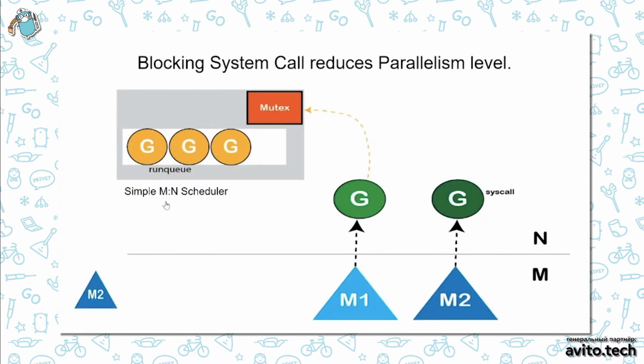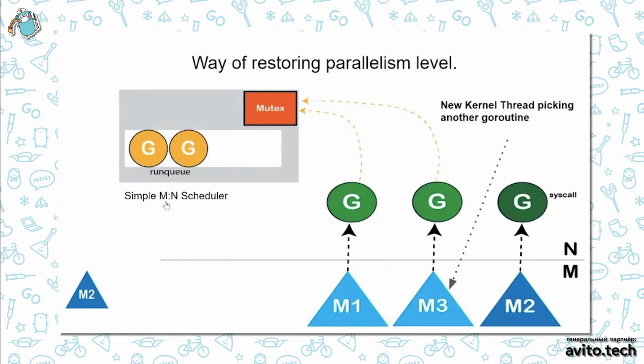As a result, we have work to do. In this case, you can see in the run queue we have some goroutines that are in a runnable state, but we cannot schedule any other goroutine on M2. So we are wasting CPU cycles because we have work to do and we are not running it.